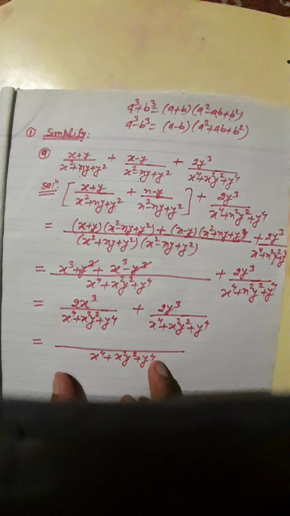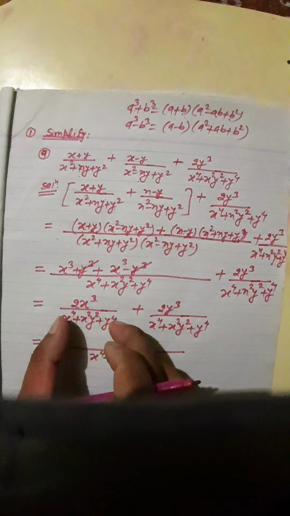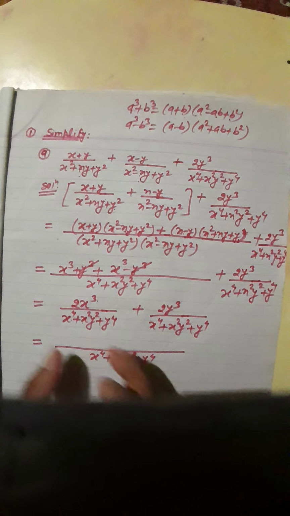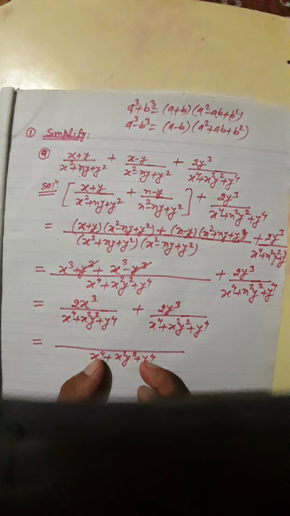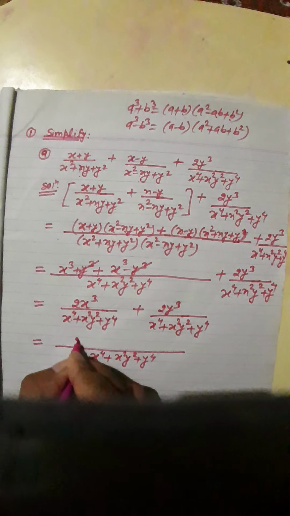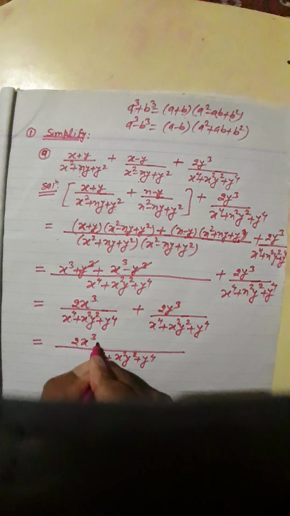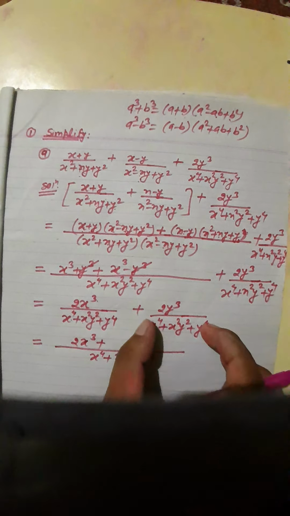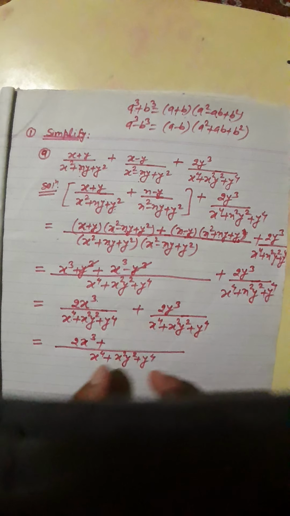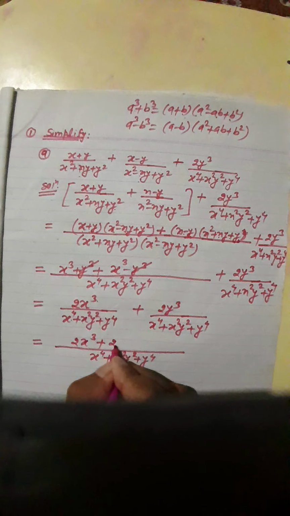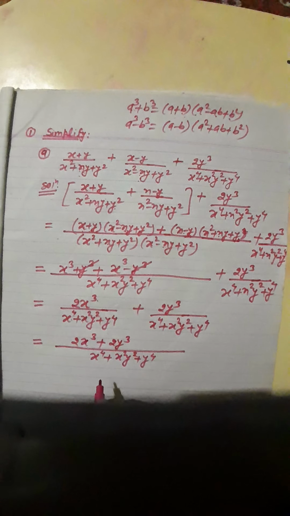And we follow the same procedure. This denominator and this LCM are equal, so this is cancelled, and what remains is 2x cube upside. Plus here, this denominator is equal to this LCM, so this is cancelled, and what remains is 2y cube upside.